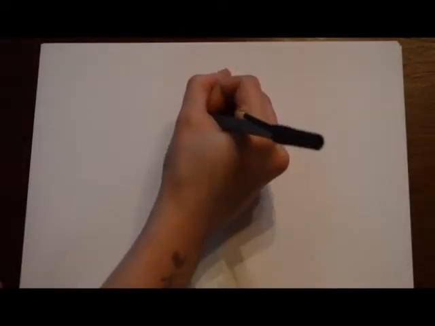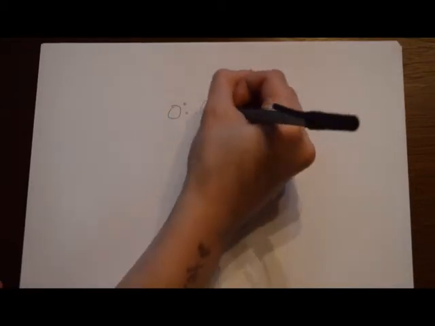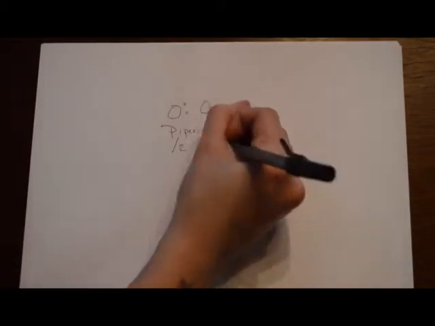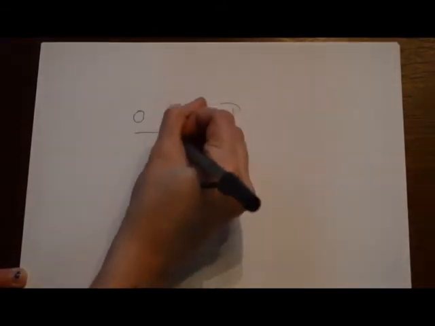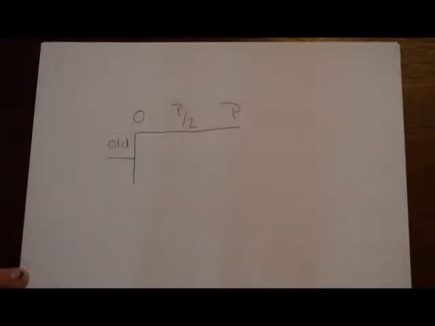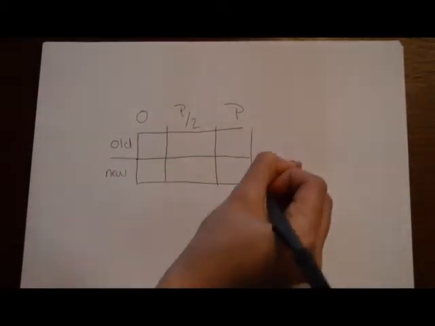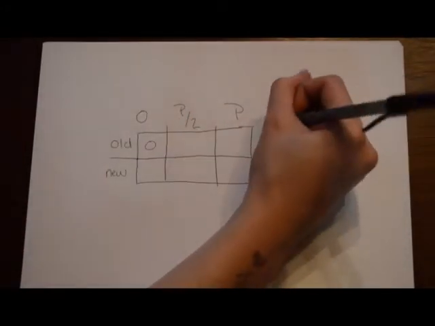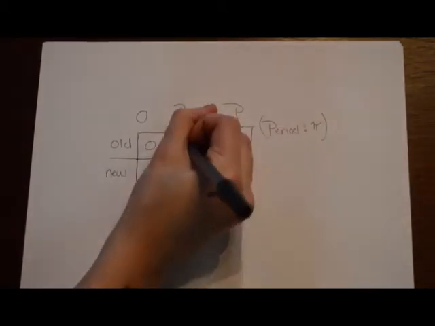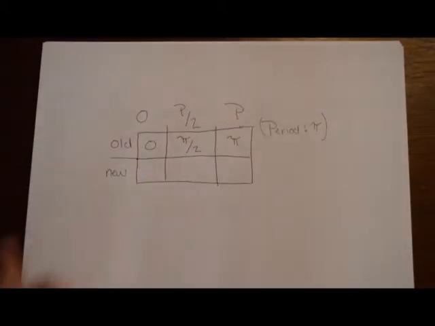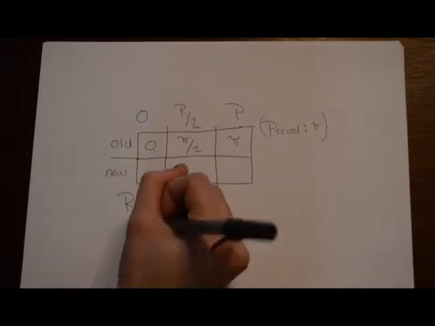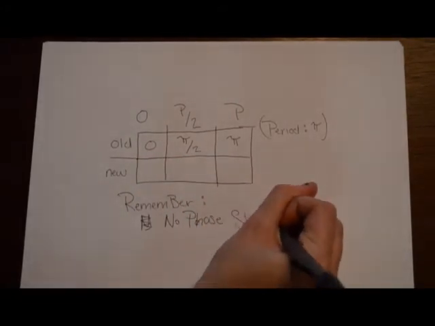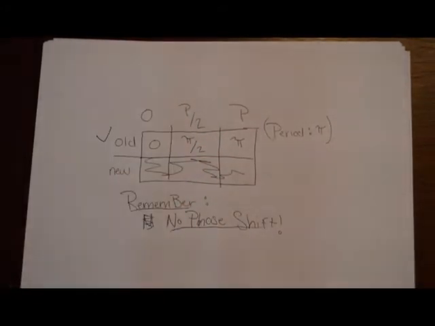To make our table to help plot our points on our graph, we need to figure out the origin, our period over 2, and the period itself. Now we put them in a horizontal line, and on the side we write old, meaning our original equation, and new, which means our new equation. The origin for the old equation is always 0, and in this equation, our period over 2 is pi over 2, and the period is pi. Since we don't have a phase shift in this problem, we will not have a new equation.